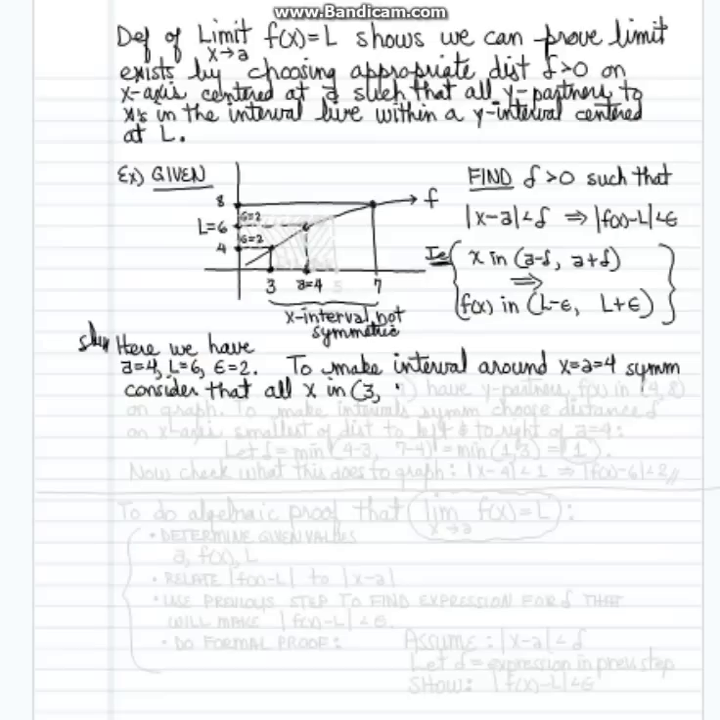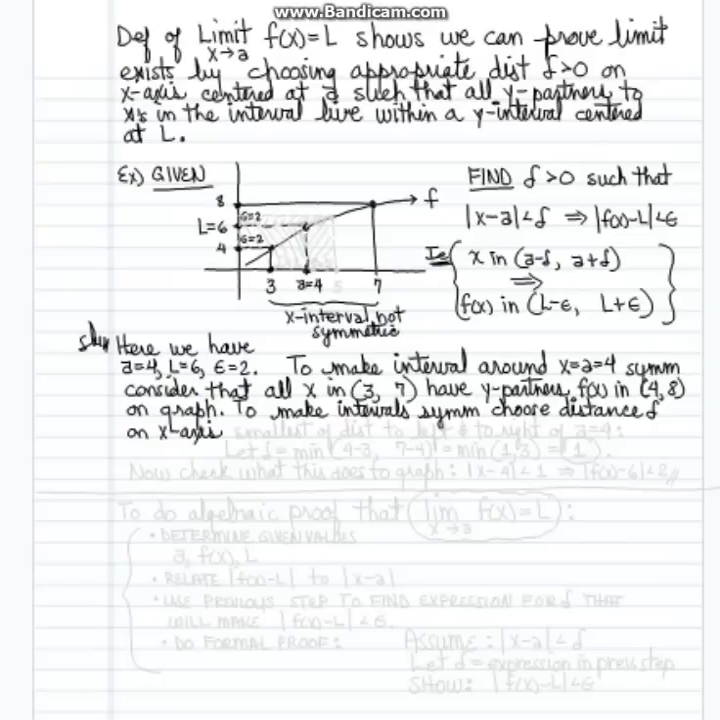have y partners f of x that live in the y interval from 4 to 8 on the graph. Now I got that just by looking at the picture, all right? But we want to make this thing symmetric. So to make the interval symmetric on the x-axis, we are going to choose a distance delta on the x-axis that's the smallest of the distance either to the left or to the right of a equal 4.